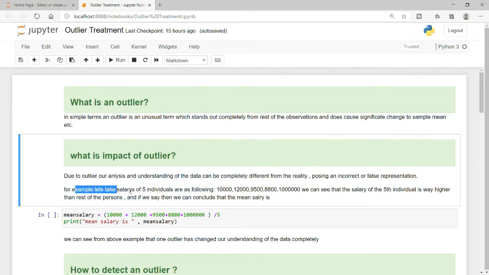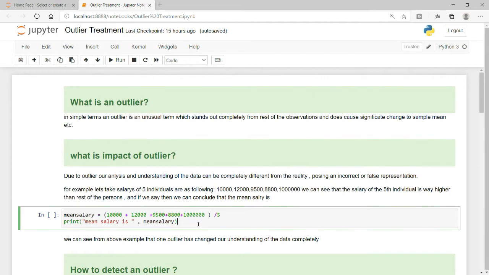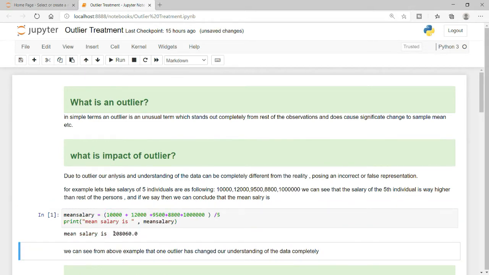I have taken the salary of five individuals, and the salaries are 10,000, 12,000, 9,500, 8,800, and suddenly there is one observation whose salary is very high. Now if you take the mean of these salaries, I have written it here: I have taken the sum of all these salaries, and if I run it, you see that the mean salary is coming out as over 200,000 rupees, or whatever currency you say.